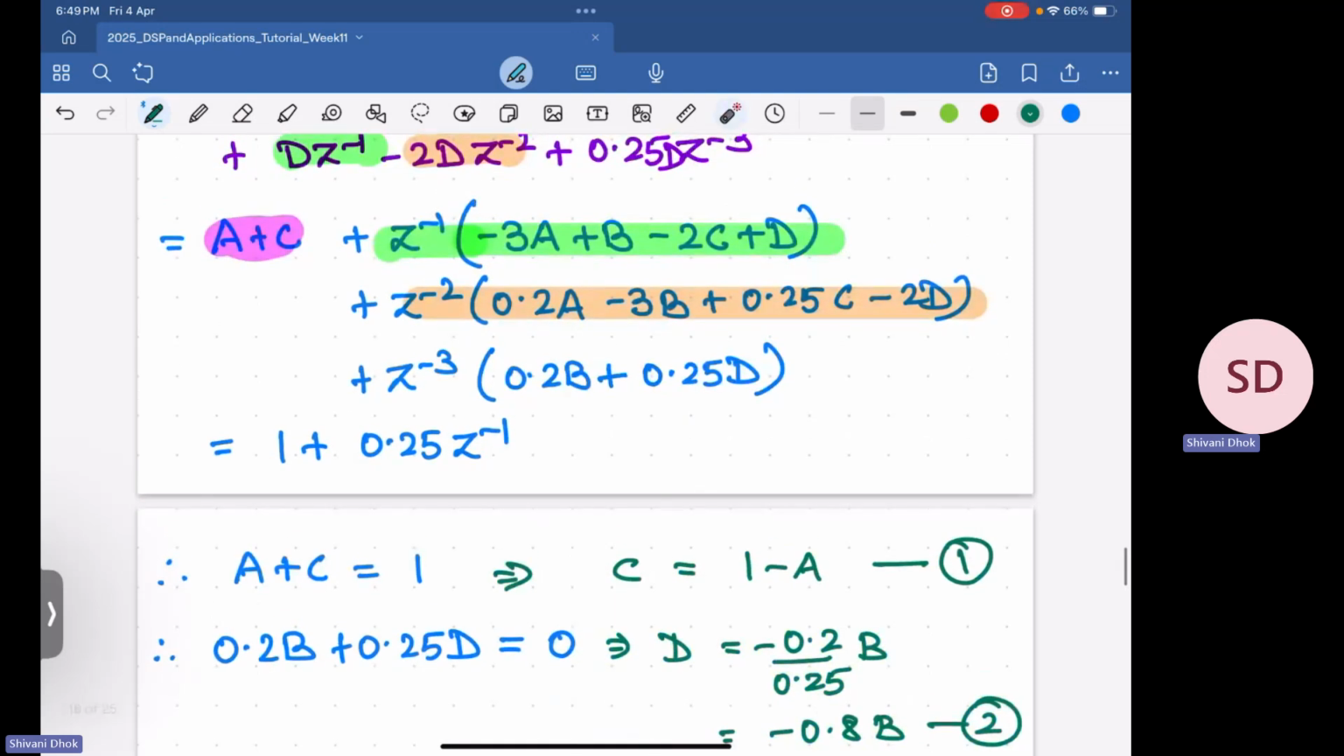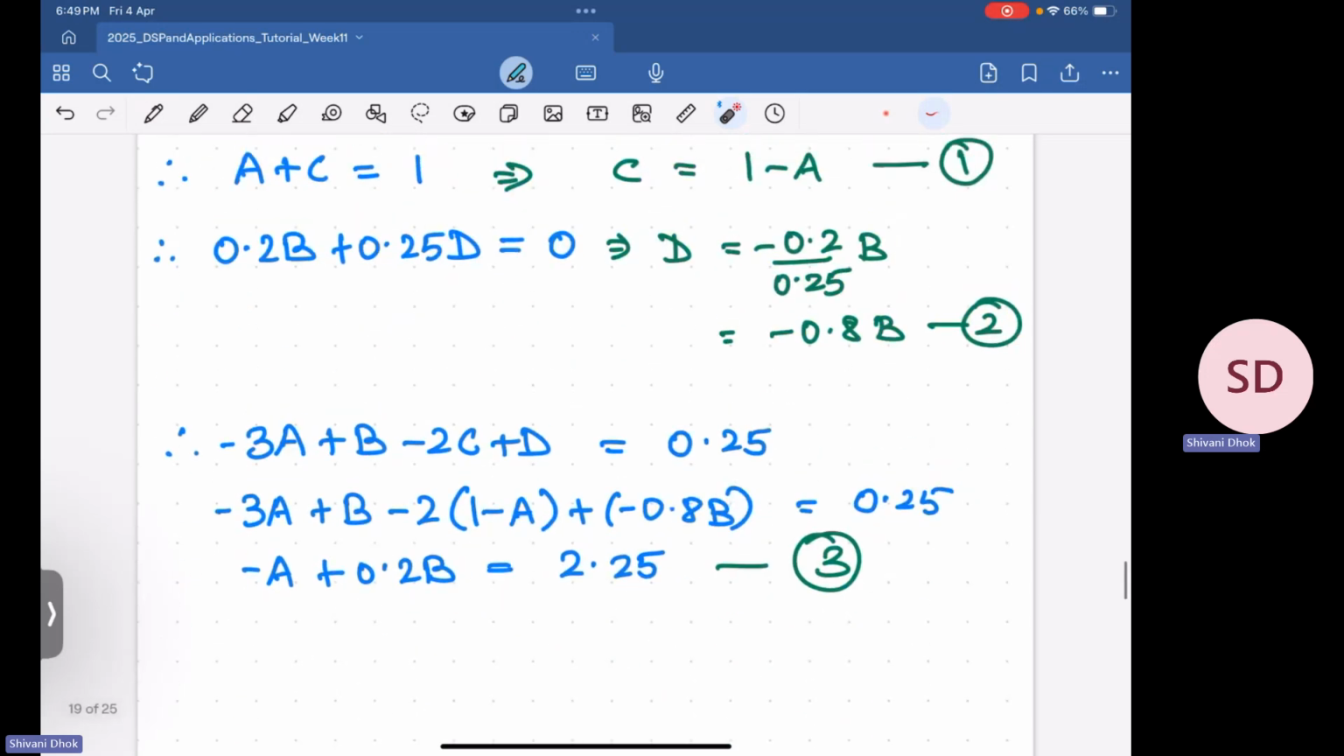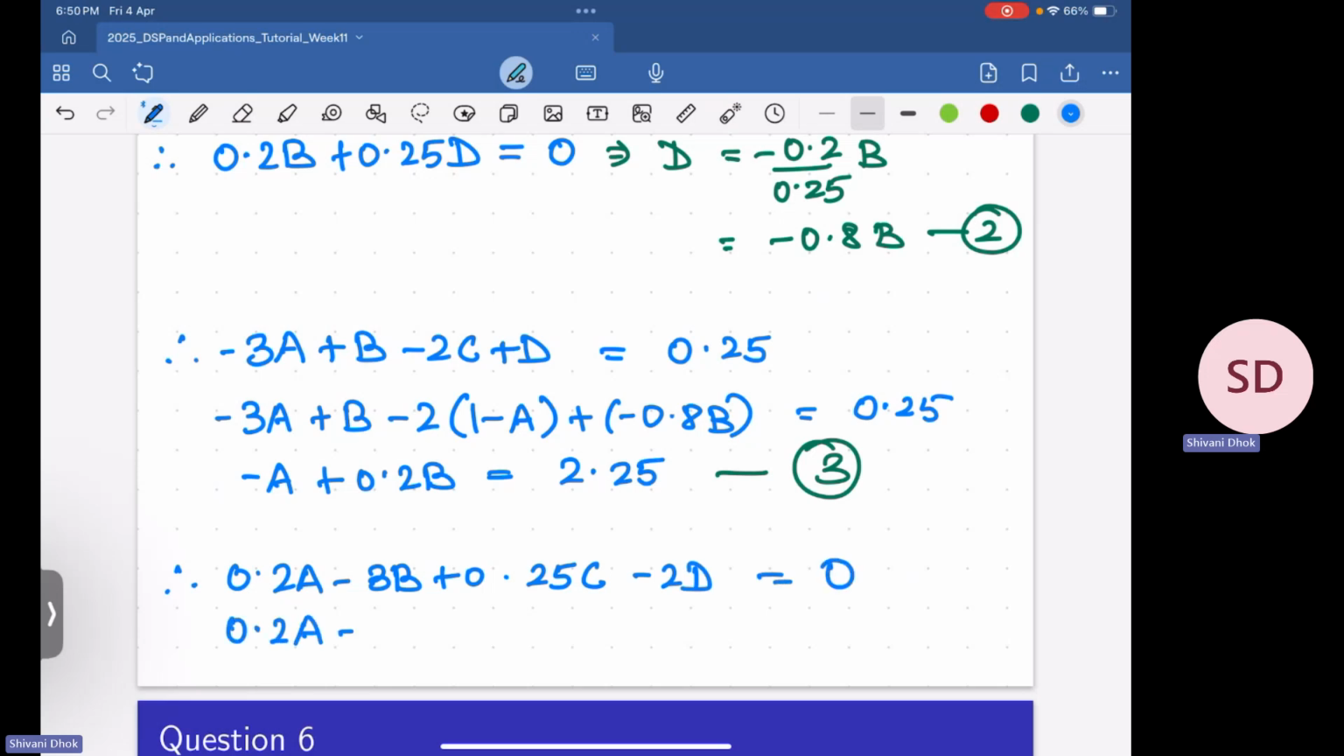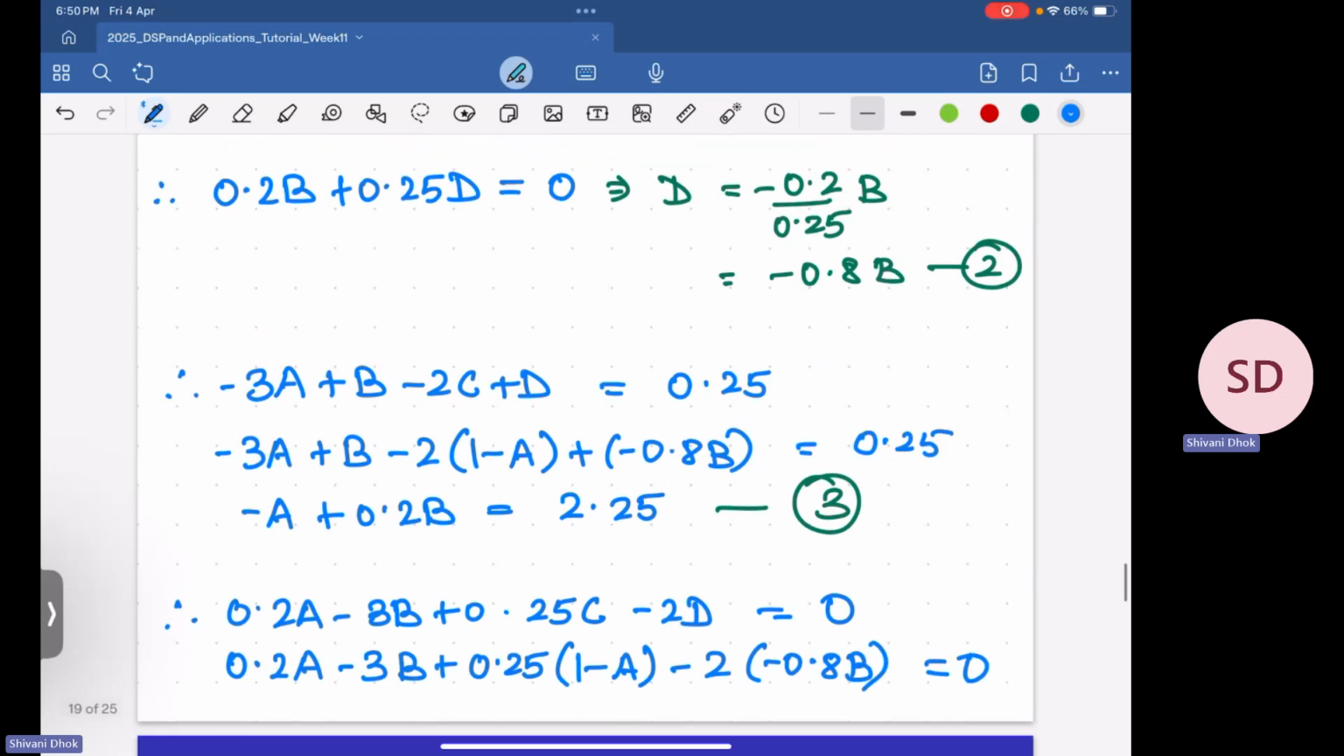Similarly, if we equate the coefficient of z to the power minus 2 to the coefficient of z to the power minus 2 in the right hand side, which is 0, what do we get? So therefore we now have 0.2a minus 3b plus 0.25c minus 2d is equal to 0. So we can substitute: 0.2a minus 3b as it is, plus 0.25 into (1 minus a), minus 2 into (minus 0.8b), which is equal to 0.